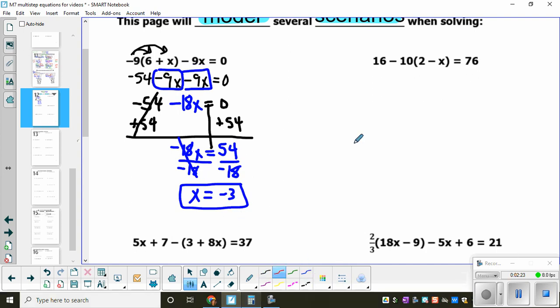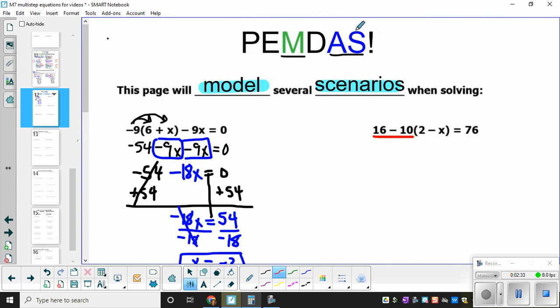All right, so now for this next example, it's very tempting to see this 16 minus 10 and to want to make that a 6. But if you do 16 minus 10, what you're doing is the very last part of PEMDAS first, and that we know is not supposed to happen. So we need to do the multiplication part first with the parentheses, and it's going to be to distribute this -10 to the 2 and then to the -x.